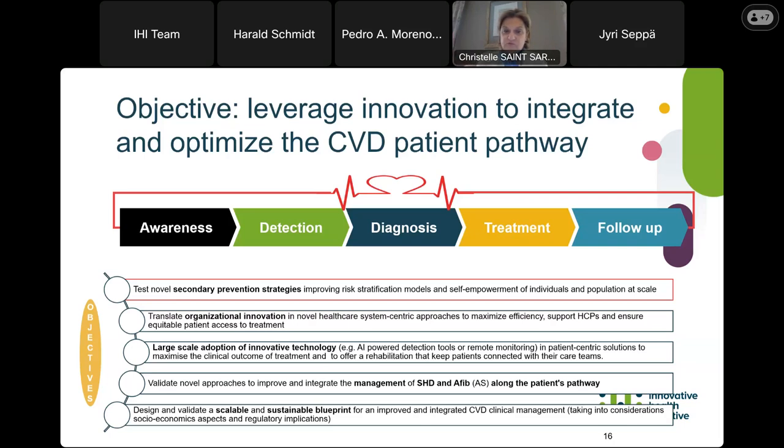The fourth approach is really to take these innovative approaches and validate them in the treatment and management of structural heart disease and potentially AFib. And last but not least, to design and validate a scalable and sustainable blueprint for these approaches, in order that they become something that will bring value to the cardiovascular care pathway in the future. Next, please, and it will be my final one.